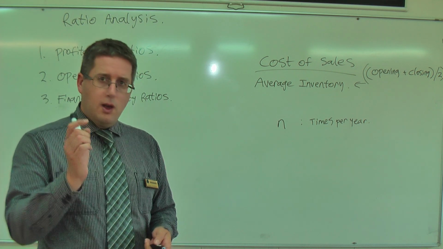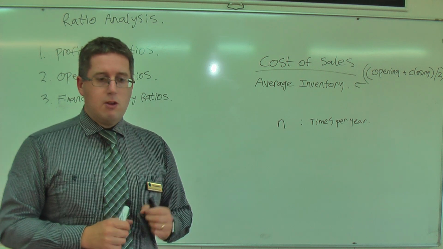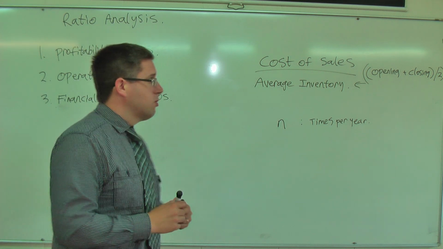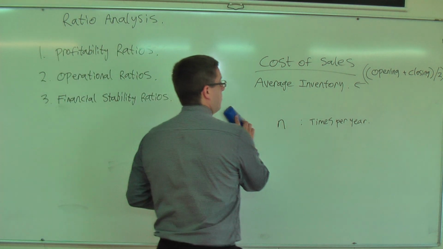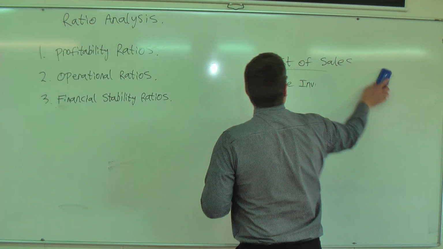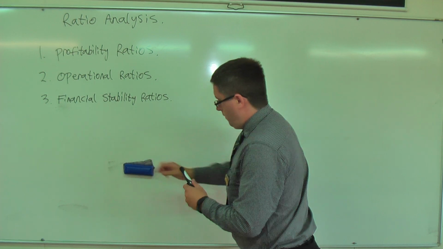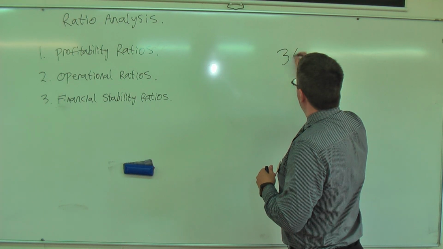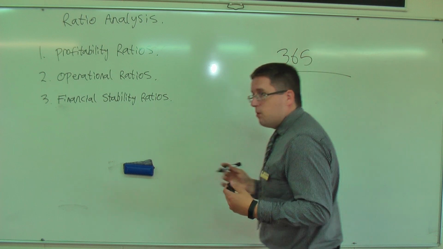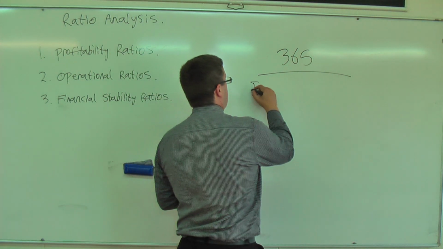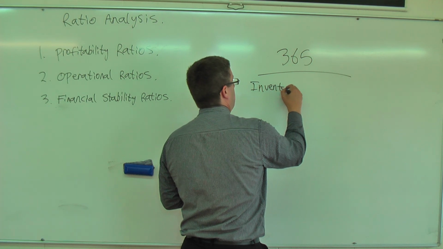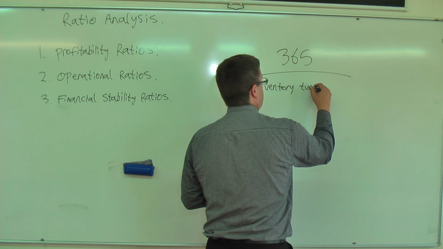A low inventory turnover might mean that you're not selling as many items and you're having to hold things a lot more. And this comes into the next ratio, which is the days inventory on hand, which actually uses the result of this. So, we take the number of days that we're open, maybe it's 365, divided by the inventory turnover ratio.